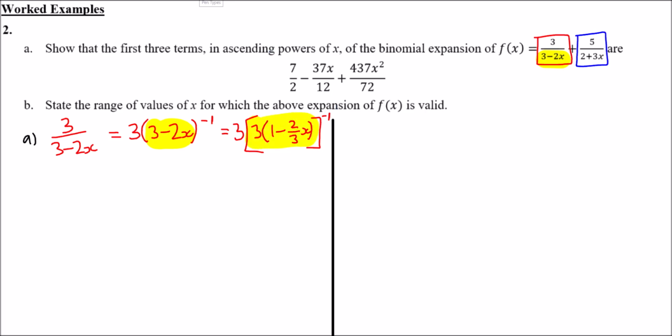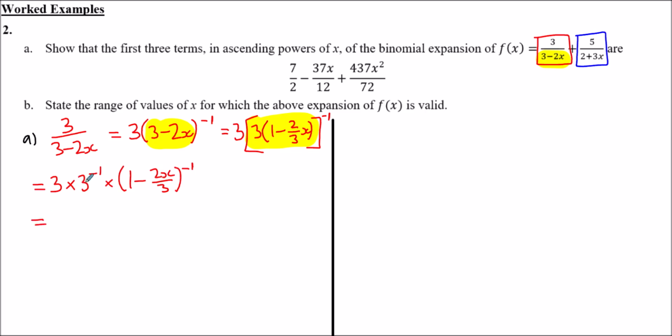So I'm just going to do the binomial expansion on this thing here first, and then what we're going to do is multiply it all by this 3. So first of all, I've got 3 times by 3 to the minus 1, because I do this power minus 1 to all these things on the inside. So it's 3 times 3 to the minus 1 times by 1 minus 2x over 3 to the power minus 1.